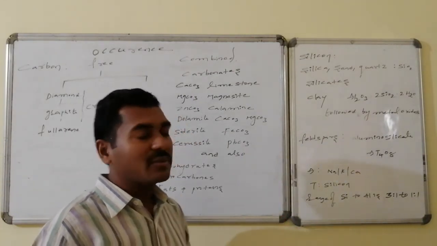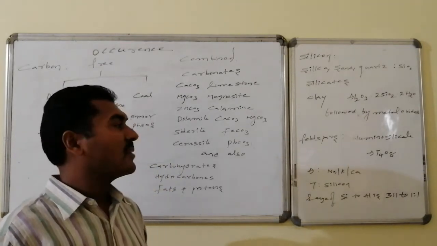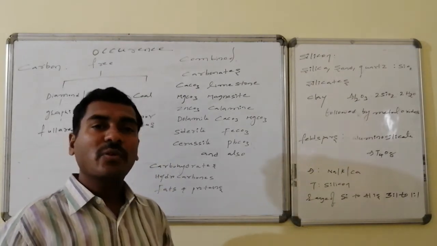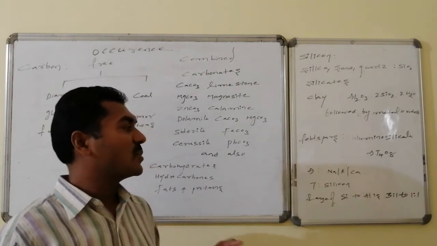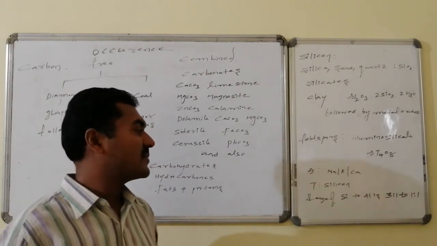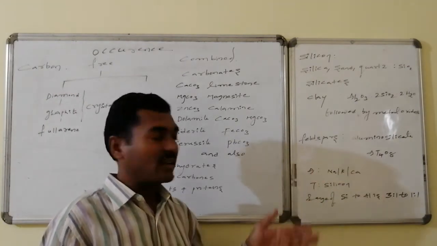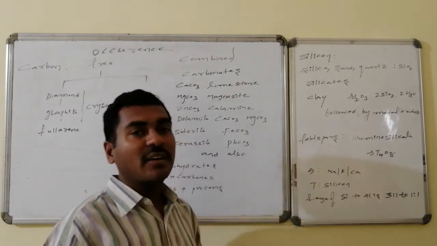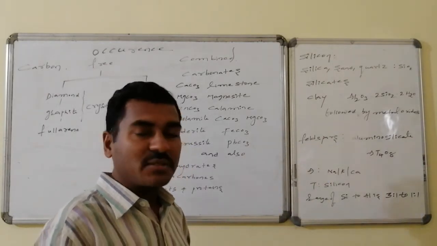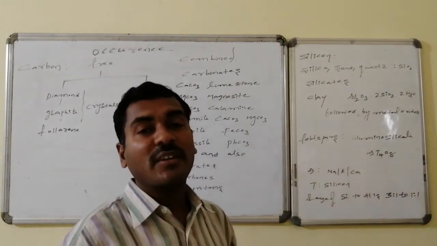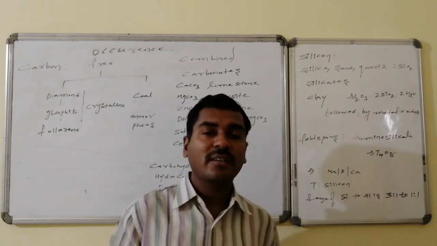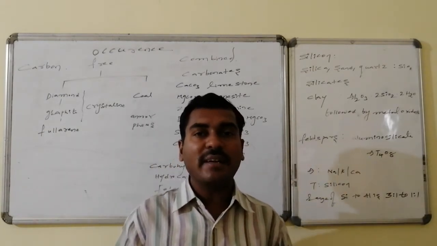And feldspar is an aluminosilicate with the common formula AT4O8, where A stands for sodium, potassium or calcium, and T stands for silicon followed by aluminium. The ratio of silicon to aluminium ranges from 3:1 to 1:1.